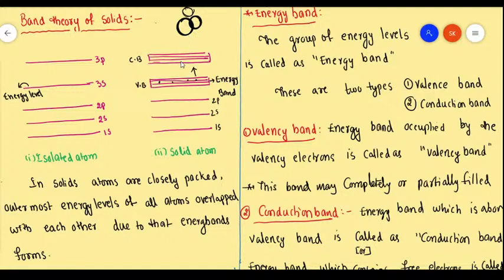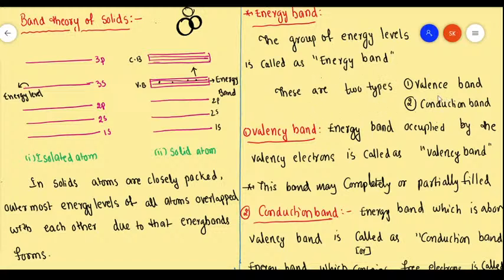For example, you are in a line, the line is very hectic and so many members are there, then one member will fall on the other member, and overlapping will occur, right? Similarly here also, in solids, atoms are closely packed, meaning overlapping will occur. Due to that, energy bands form. A group of energy levels is called an energy band. Group of energy levels means these energy levels are combined, and that's why an energy band forms.